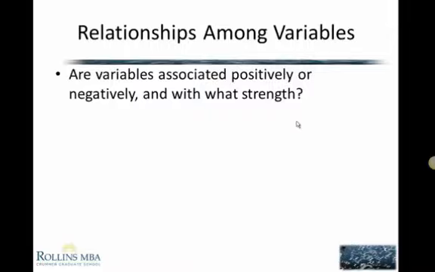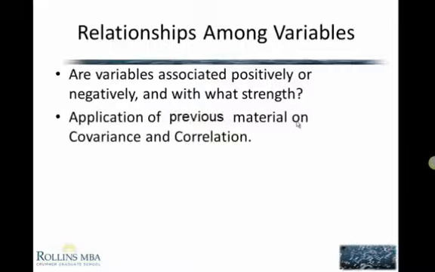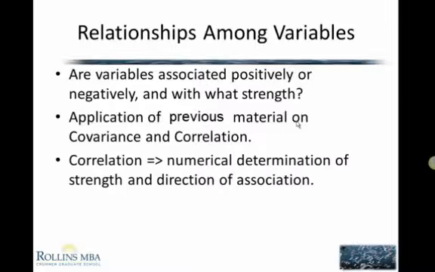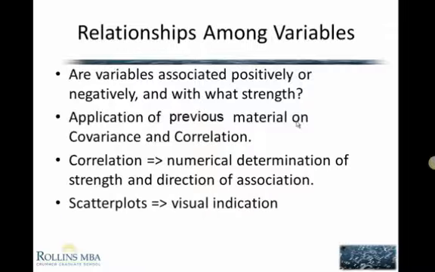Sometimes we'll use the terms direct or inverse in place of positive or negative. And then how strong is that relationship? Is it a very strong relationship, or is it so weak that we'd have to say there's not really much of a relationship at all? Again, this is based on our material that covers covariance and correlation. You'll remember correlation gave us some numeric determination of the strength and direction of the association between our x and y variables, and we could capture this on a scatter plot, and that would give us some indication also.